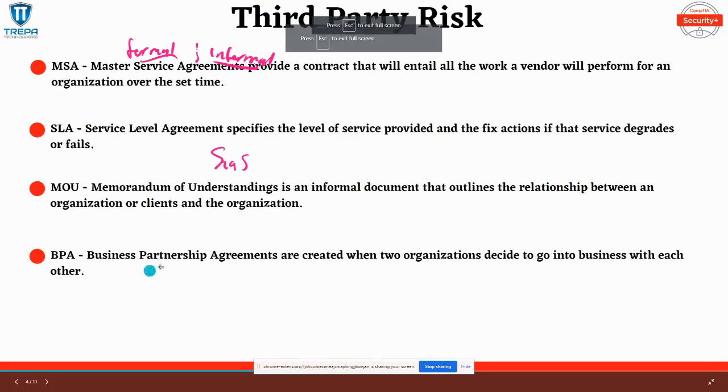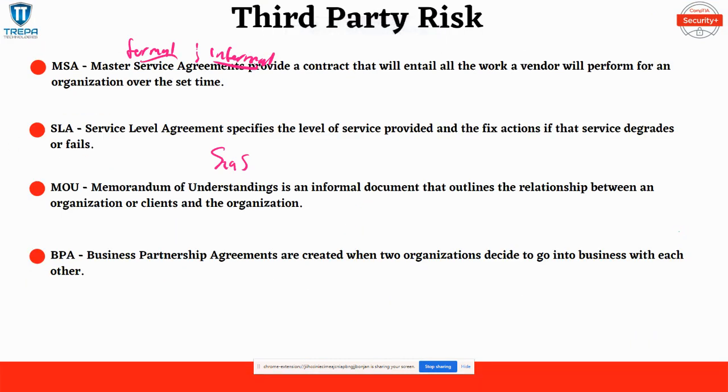Sorry, let me go back. And then we have an MOU. An MOU is a memorandum of understanding and is an informal document that will outline what type of relationship organizations will have. An MOU is more or less a guideline on what two organizations should expect from each other. So there is no misinterpretation of the type of relationship.